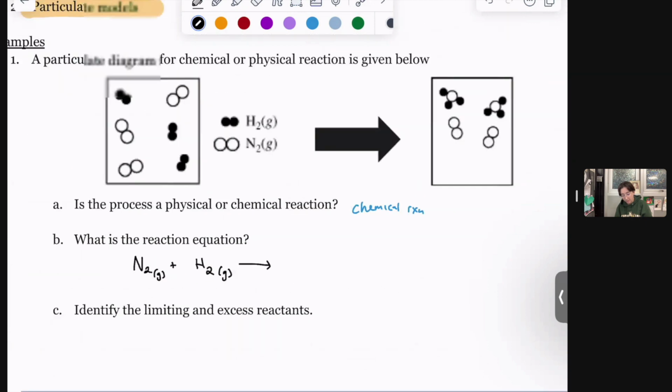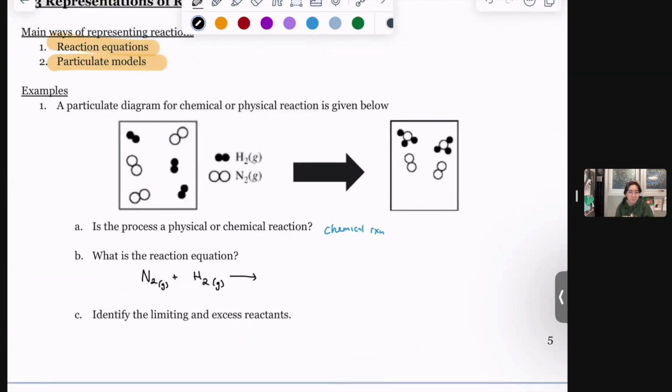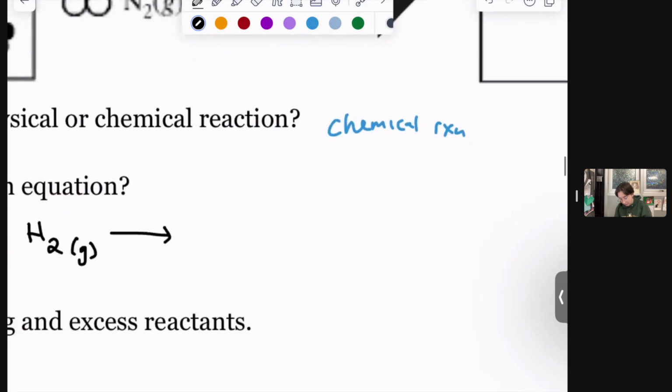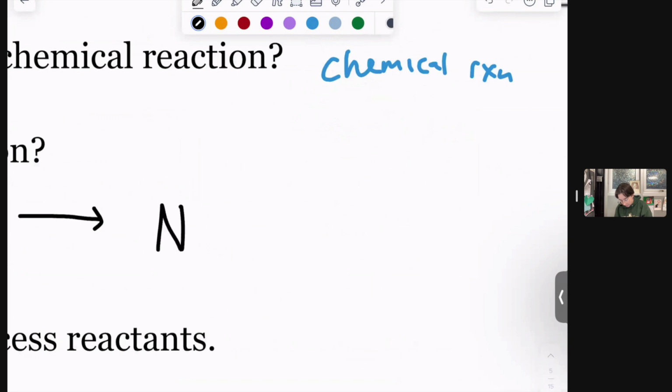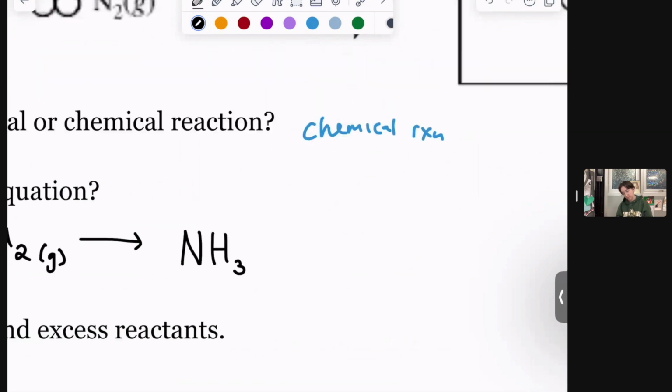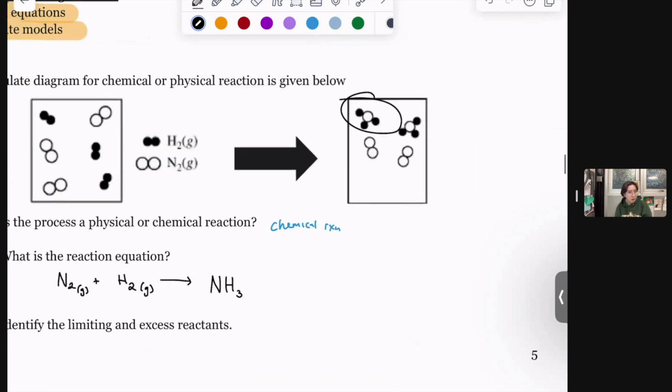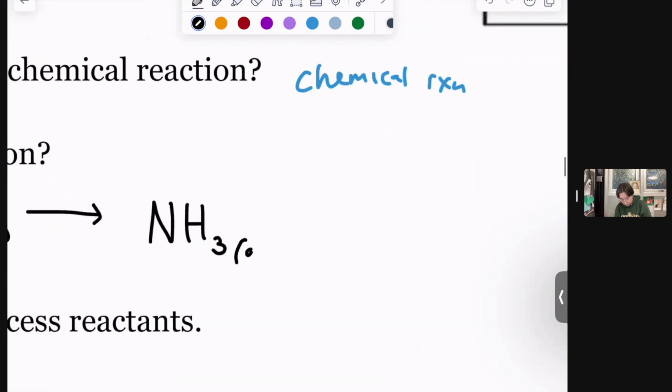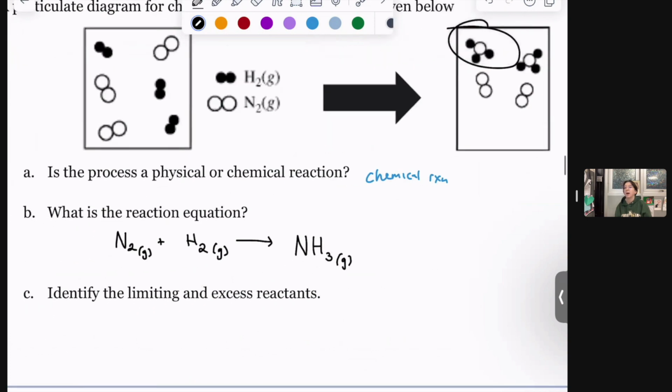And then my product. What is the new thing that has been produced by that? That is going to be my new product right here. And matter can't be created or destroyed. It has to be made out of the same elements that I started with. So that white circle must be an N, and those black circles must be H's. So my product is ammonia, NH3. And again, those are spread out. They're filling up the space. So I could say that this is a gas. I always want to have a balanced chemical equation if I want to make it complete.